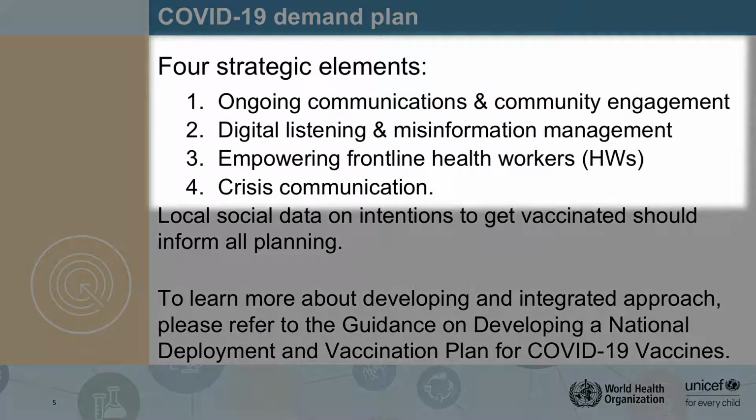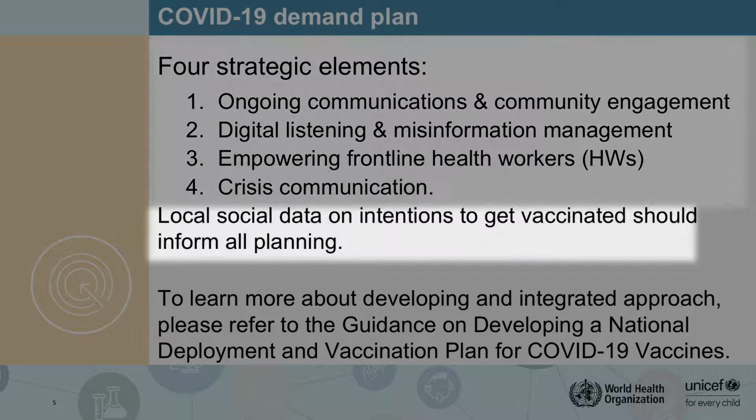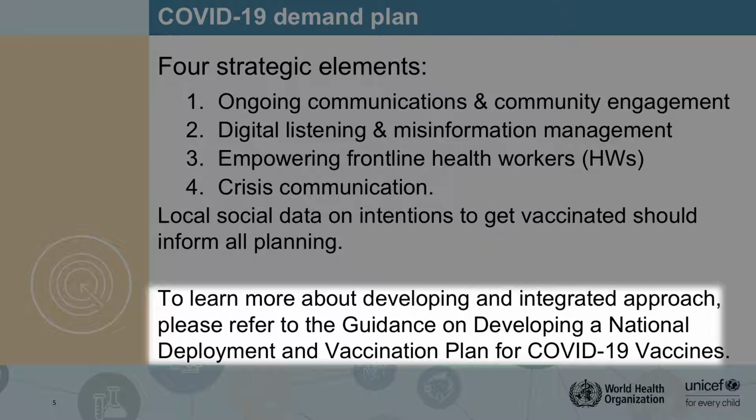There are 4 interrelated strategic elements. 1. Social listening, digital engagement, and misinformation management. 2. Risk communication and community engagement. 3. Empowering frontline health workers. 4. Crisis communication. Local social data on intentions to get vaccinated should inform all planning. To learn more about developing an integrated approach, please refer to the guidance on developing a national deployment and vaccination plan for COVID-19 vaccines.